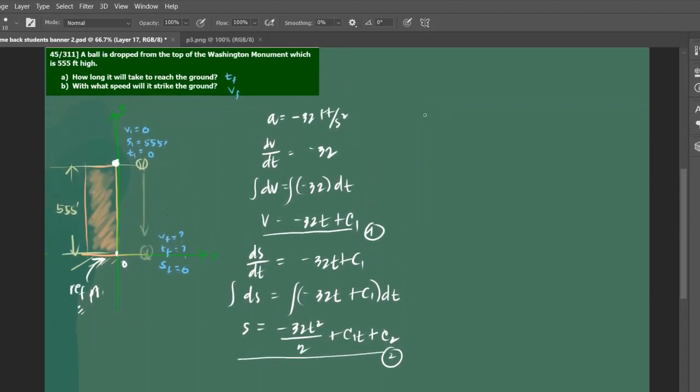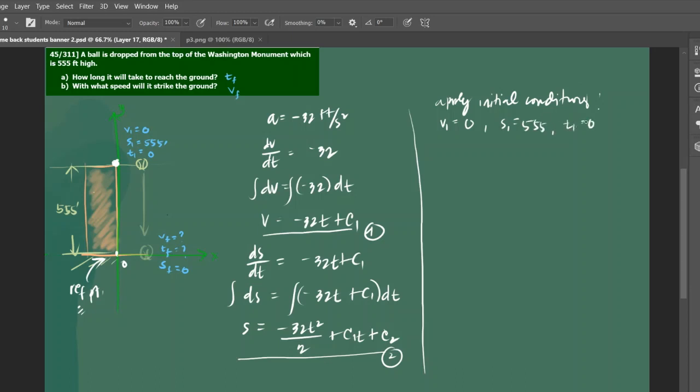So, we apply the conditions dun sa ating problem. Apply natin muna yung initial conditions. Dun sa first point natin, ano yung mga initial condition natin? Sabay-sabay mo silang gagamitin. V sub 1 is 0. Ang height natin doon ay 555 feet. Ang time natin, syempre, initial time, 0. So, substitute natin yan sa equation 1.